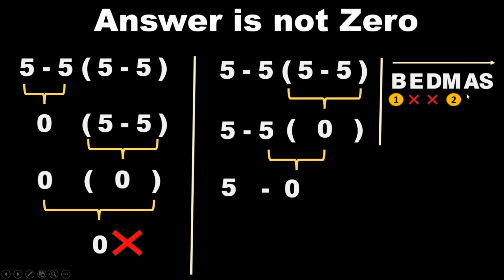Step 3, there is no addition, so that's subtraction. Finally, we take the remaining 5 and subtract 0. The real, mathematically correct answer is 5.